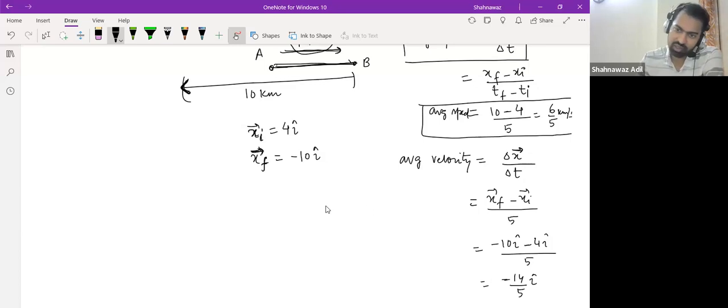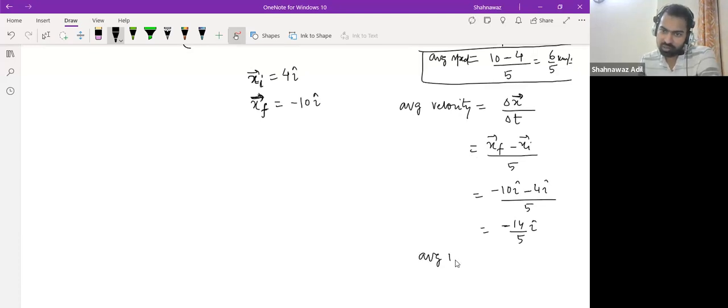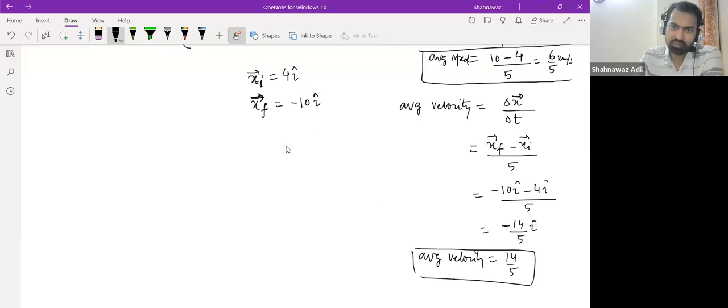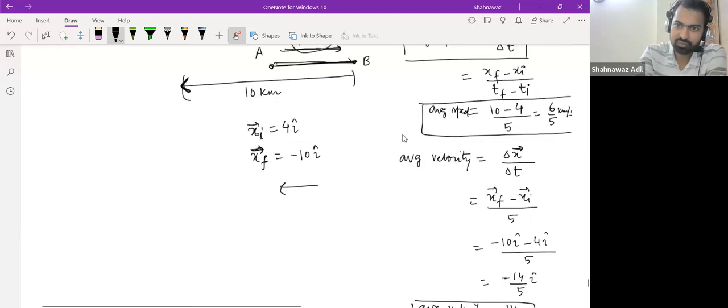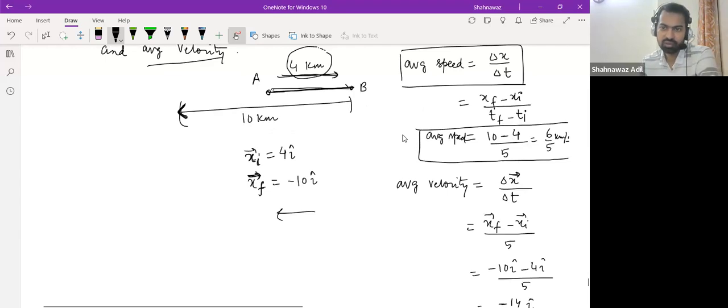So this would be minus 14 by 5. What would be the magnitude? The average velocity magnitude, if I take the positive sign, would be 14 by 5 in this direction. Right, guys? Is this clear, guys? Yes, sir.